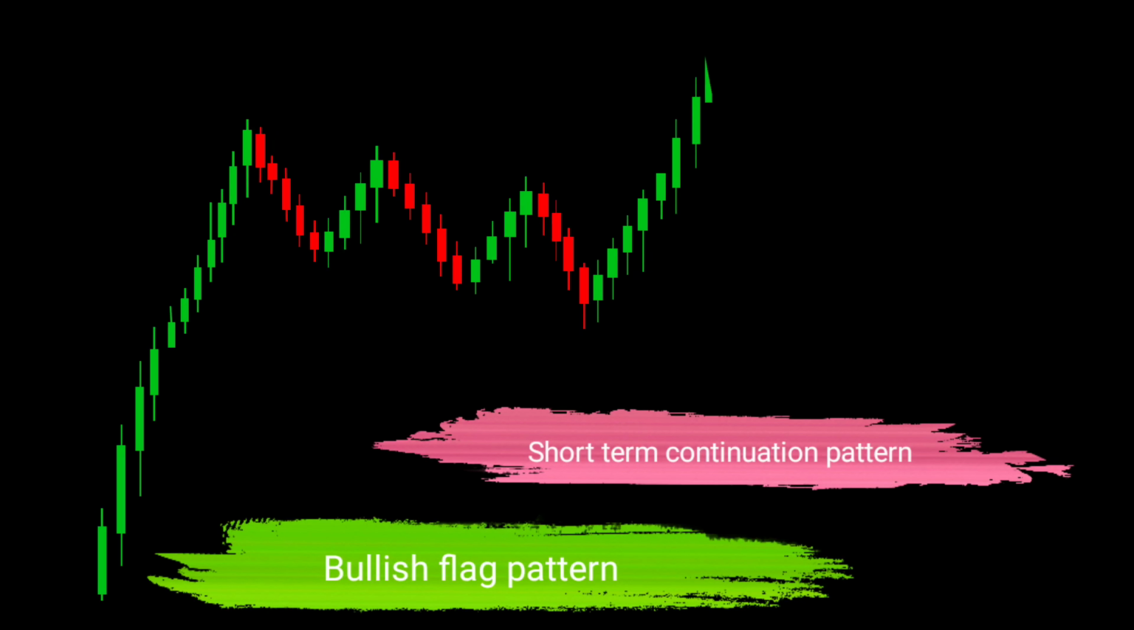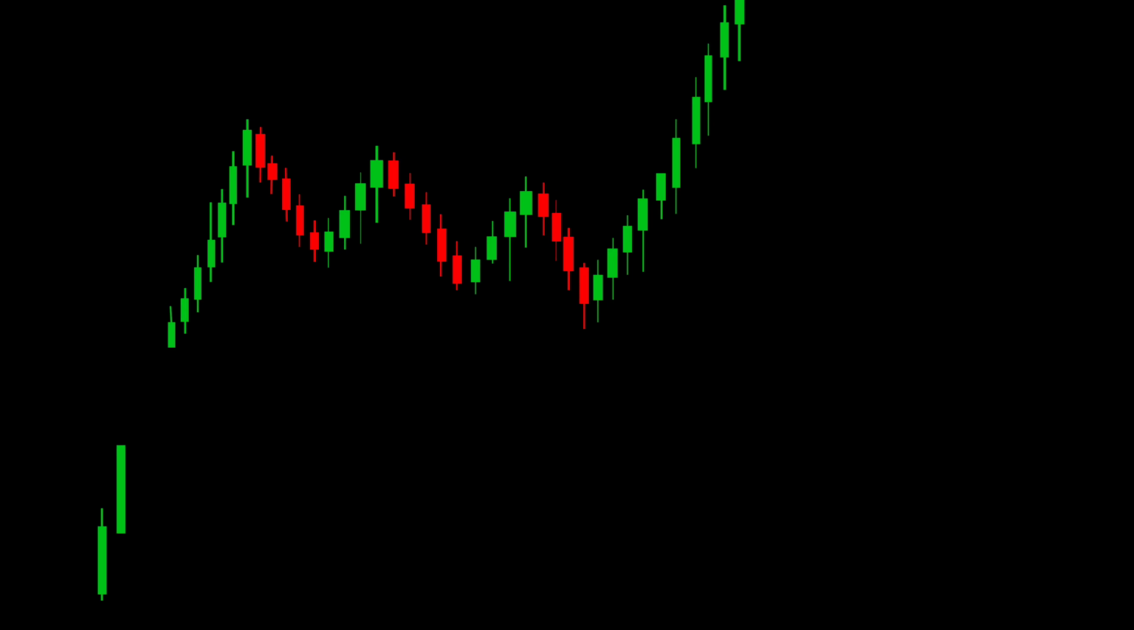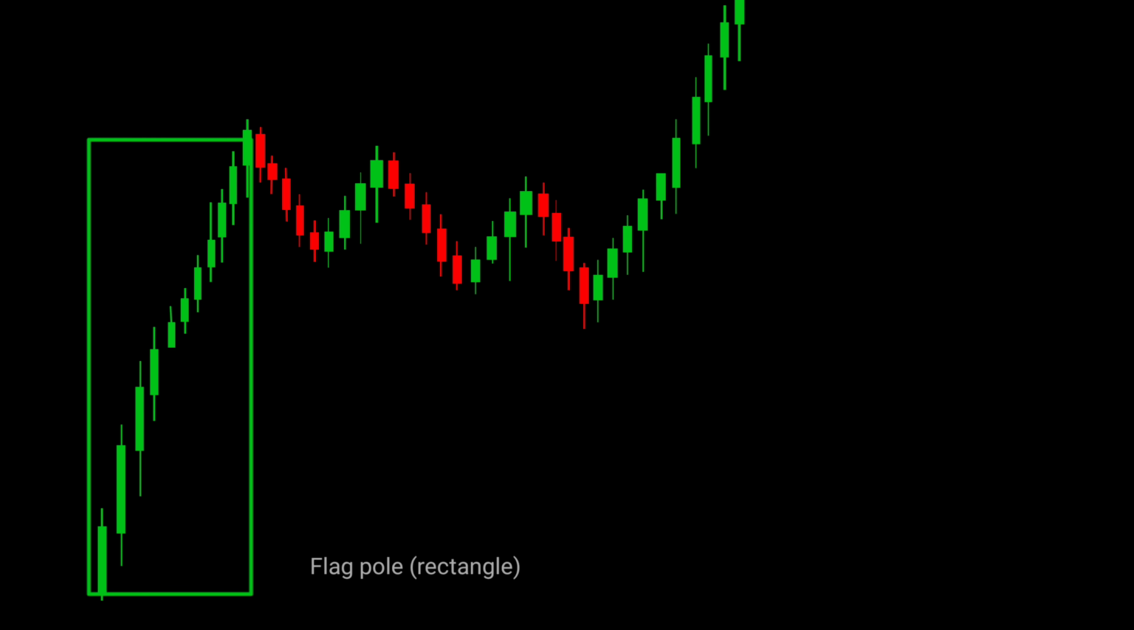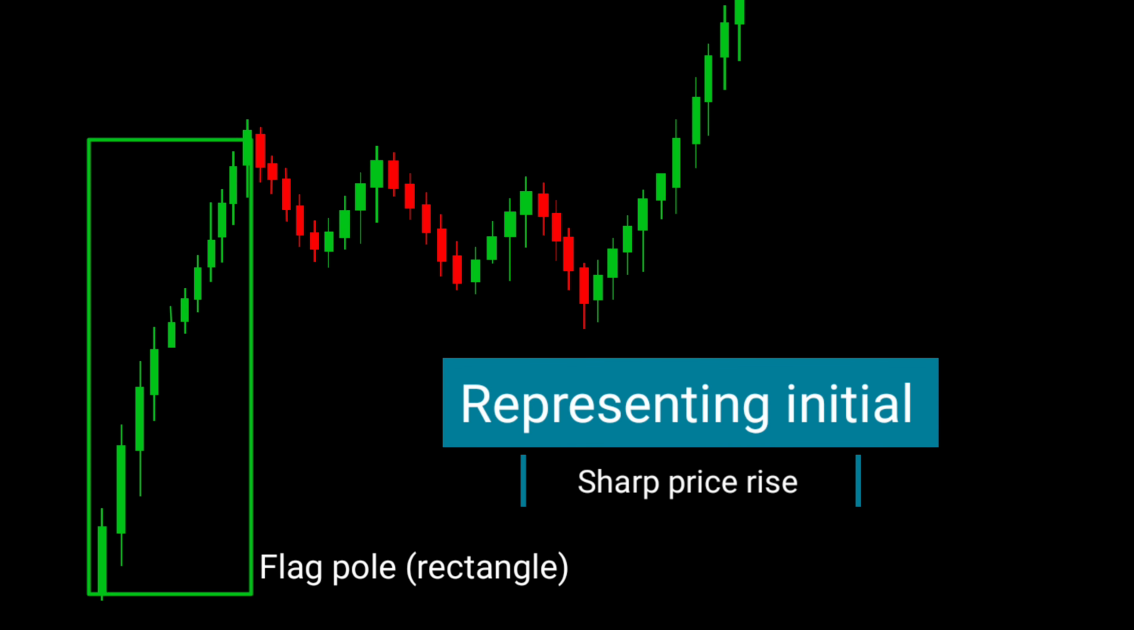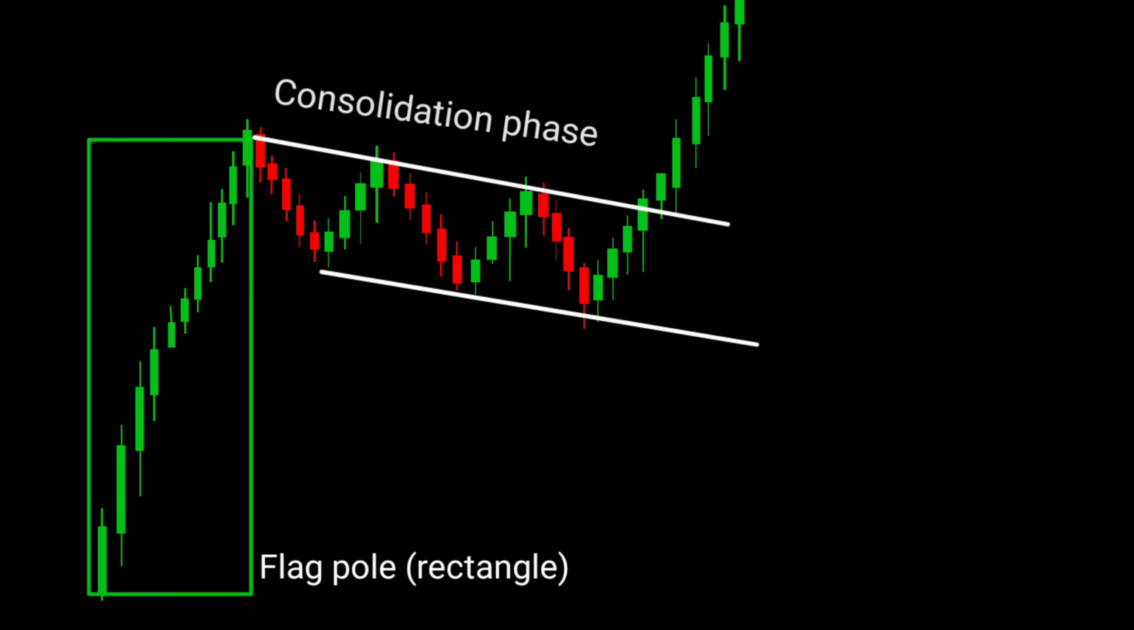The bullish flag pattern is a short-term continuation pattern that occurs within an uptrend. It is characterized by a rectangular flagpole, representing the initial sharp price rise, followed by a consolidation phase forming a flag pattern. This pattern suggests a brief pause before the uptrend resumes.